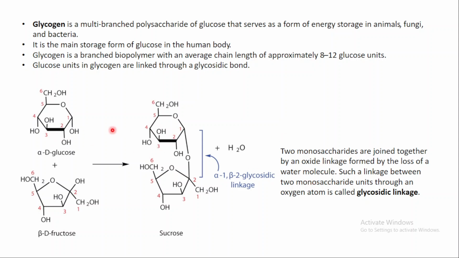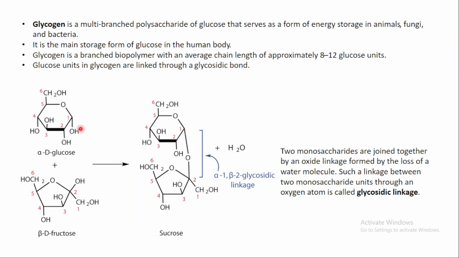So what will happen? See, position 1 of the alpha D glucose joins with position 2 of beta D fructose. So there is an OH group here, another OH group here. So in glycosidic bond formation, an H2O molecule or a water molecule will be removed. So an H from here and OH from here will be removed, and thus will form the bond called the glycosidic bond. Such a linkage between two monosaccharide units through an oxygen atom. So the bond will be through an oxygen atom. That is called a glycosidic bond.